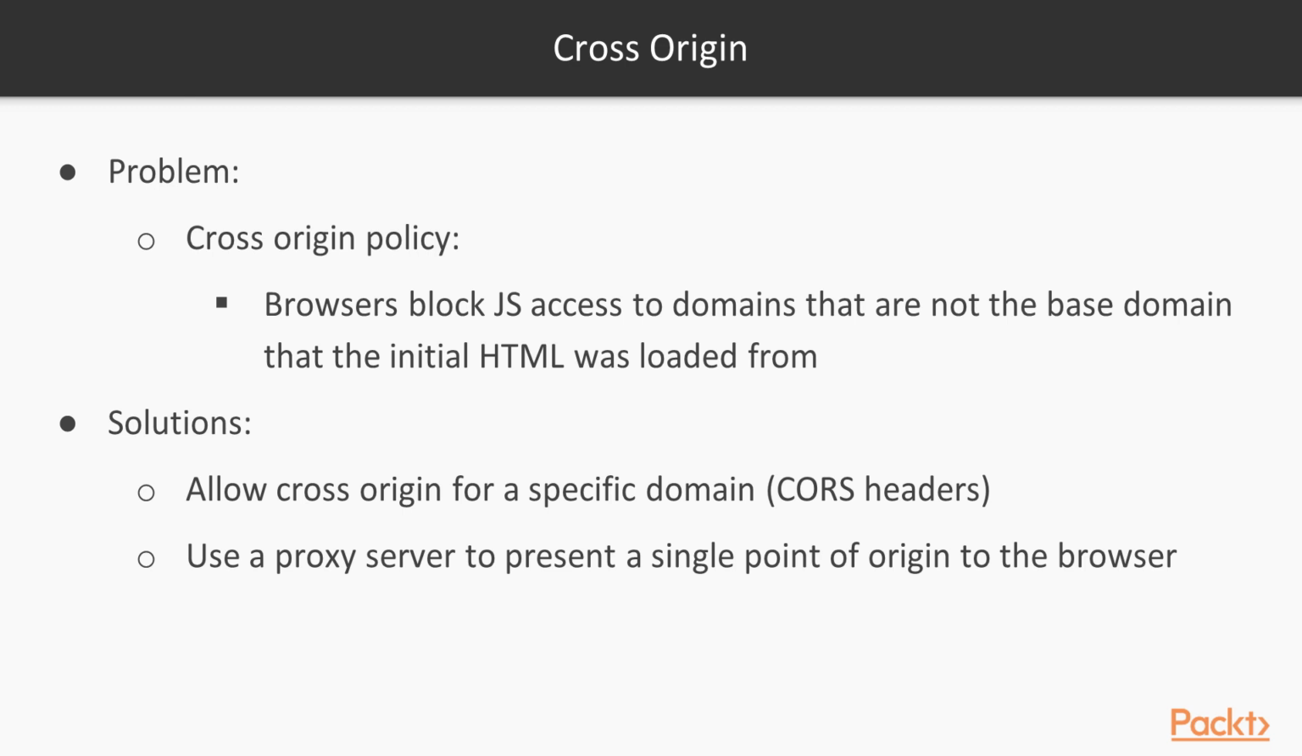Another solution is unifying the servers by using a routing server to present a single origin. Usually we'll use proxies to do this. I will show how to use CORS to solve the problem, and we will create a single point of origin in a later step. Let's see some code.